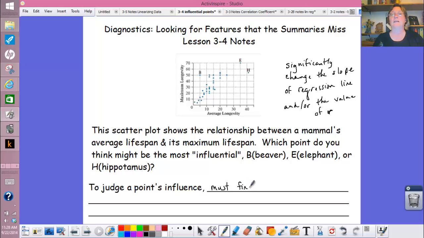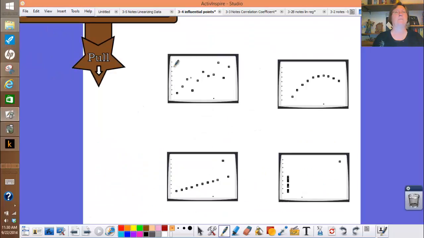Okay? Find the regression equation with and without that point. Again, looking to see significant change. Okay? Thank goodness our calculator does those calculations very quickly, so we don't have to worry about spending a lot of time doing it. It's just something that we should look at.